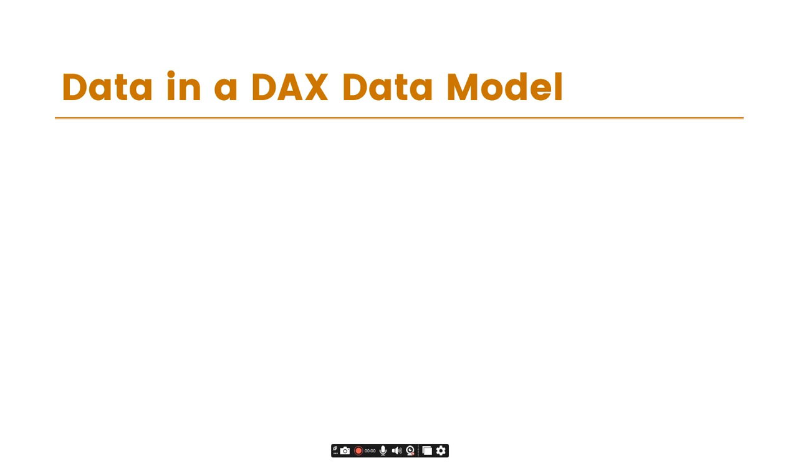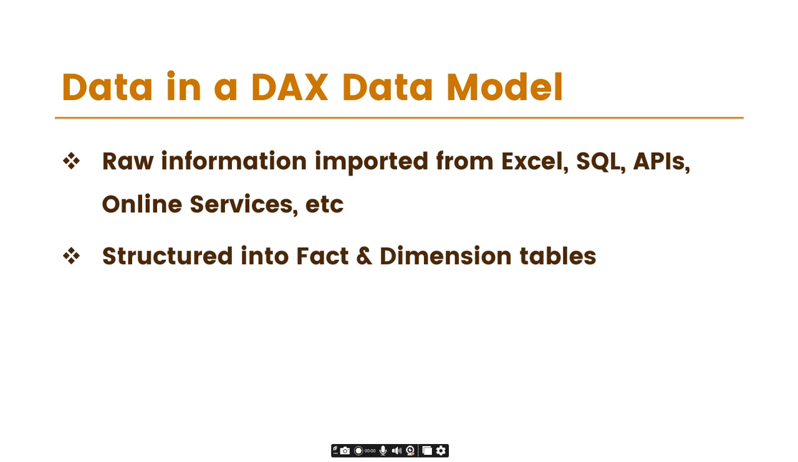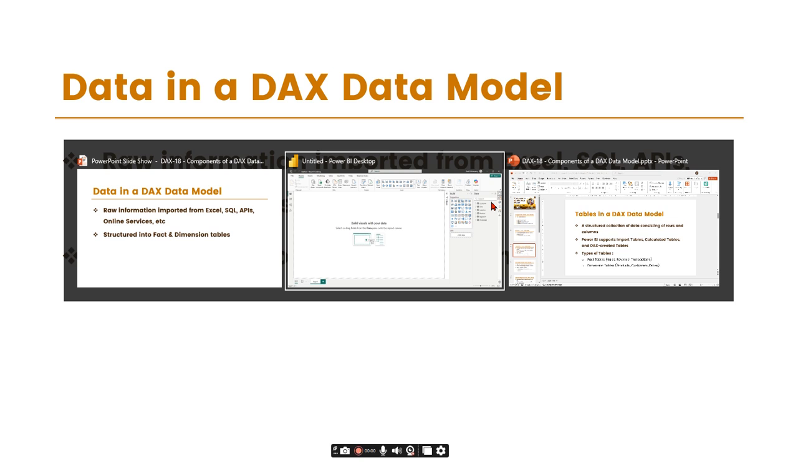Right, so one by one we'll try to understand about the components. First is data. Data is nothing but the raw information imported from various different data sources. It can be from Excel, it can be from SQL, APIs, or online services, or any other data sources. They are structured into fact and dimension tables. Now what we'll do, we'll go to Power BI and we'll see what this data is all about.